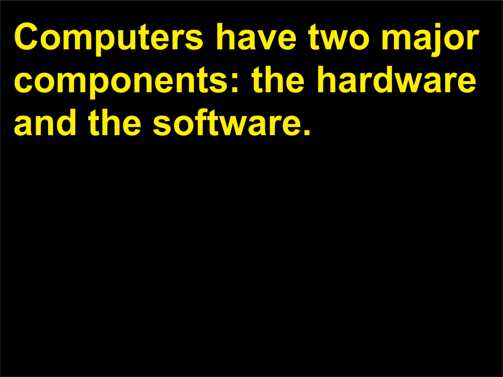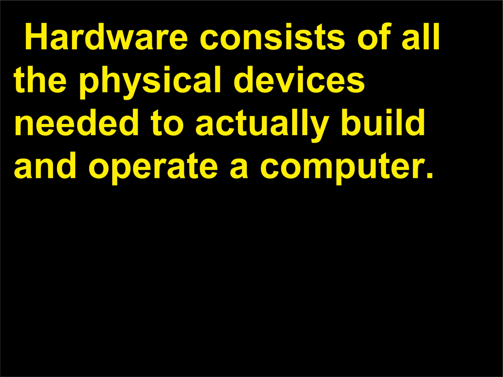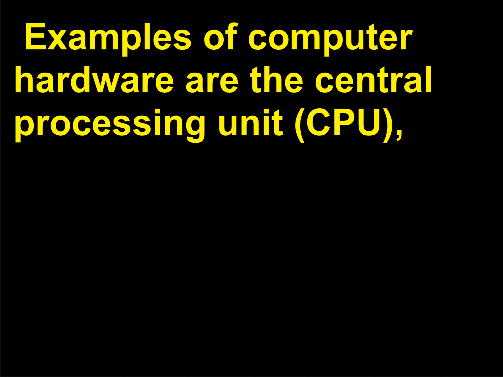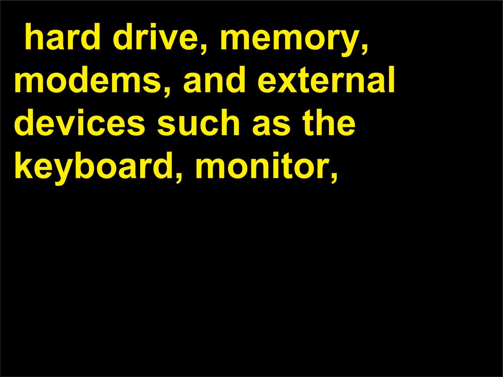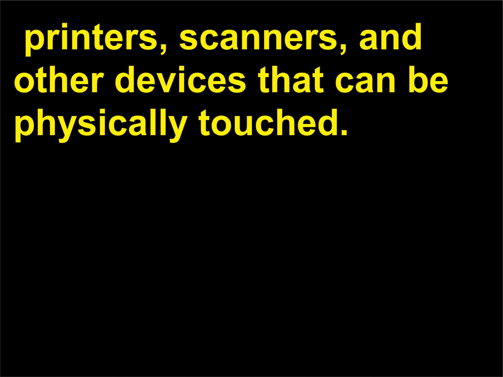Computers have two major components, the hardware and the software. Hardware consists of all the physical devices needed to actually build and operate a computer. Examples of computer hardware are the Central Processing Unit (CPU), hard drive, memory, modems, and external devices such as the keyboard, monitor, printers, scanners, and other devices that can be physically touched.